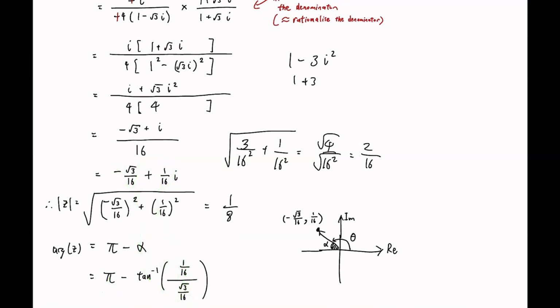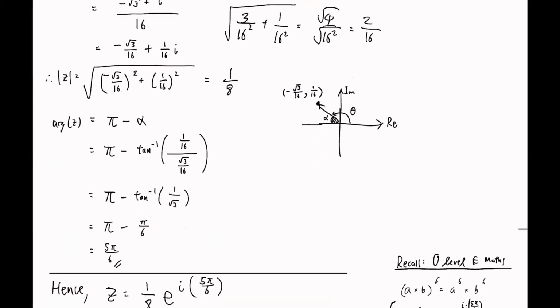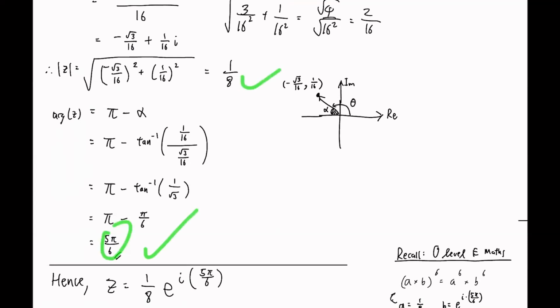Simplify, you get tangent inverse of 1 over square root 3 over here, which is just pi by 6, 30 degrees. Exact values. Then subtract, you get 5 pi by 6. Then that's your answer for the first part.